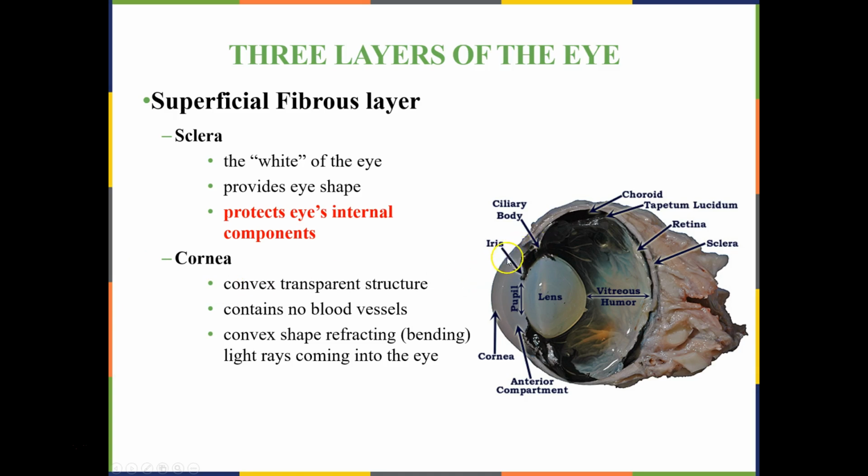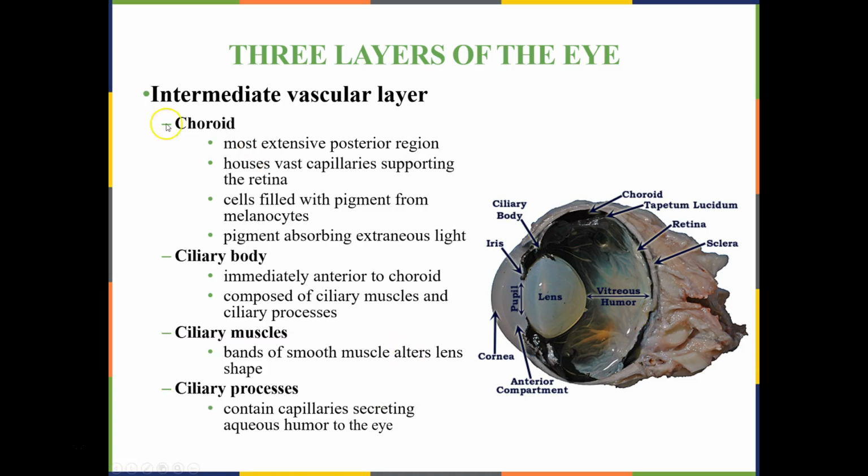On the anterior aspect, we have the cornea. The cornea covers the iris and the pupil of the eye. The cornea has no blood vessels associated with it, so it has to gain all of its nutrients from the aqueous humor that's produced. The sclera also has no blood vessels, but it has the conjunctiva that surrounds it to feed and nourish it. The cornea functions in protection and in helping to bend light rays to the back of the eye.